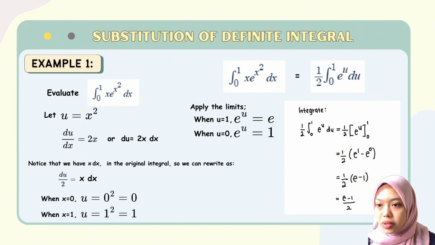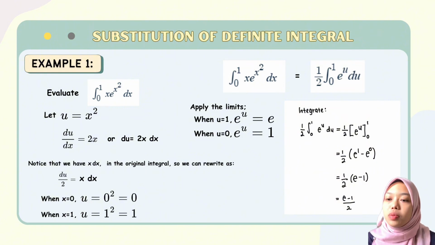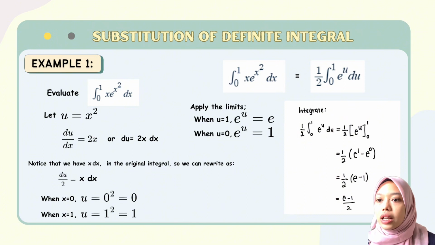For step 4, we do the integration. Now we can easily integrate e to the power of u. The integral of e to the power of u is simply e to the power of u. So we will get 1 over 2 e to the power of u, from x equal to 0 to x equal to 1.